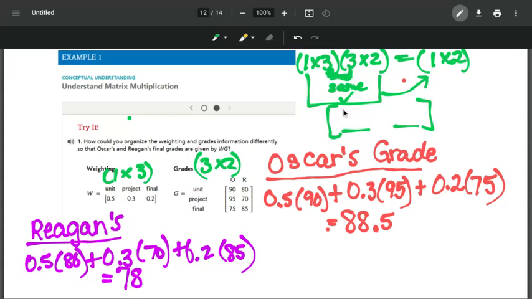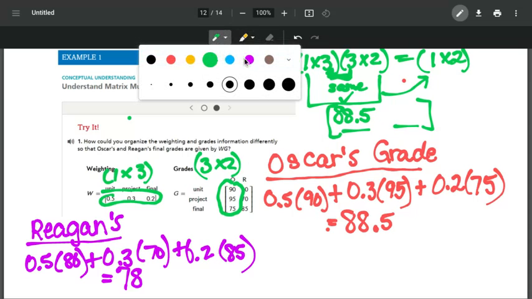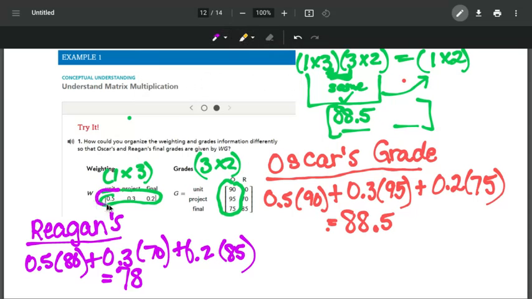To get the first row, first column, I took the first row, all these weights, and multiplied it by the first column, all of Oscar's grades, and then I added each part together. So that's what gave me the 88.5. And then to get the second element, I multiplied the first row times the second column, which gave me first row, second column element of a 78.